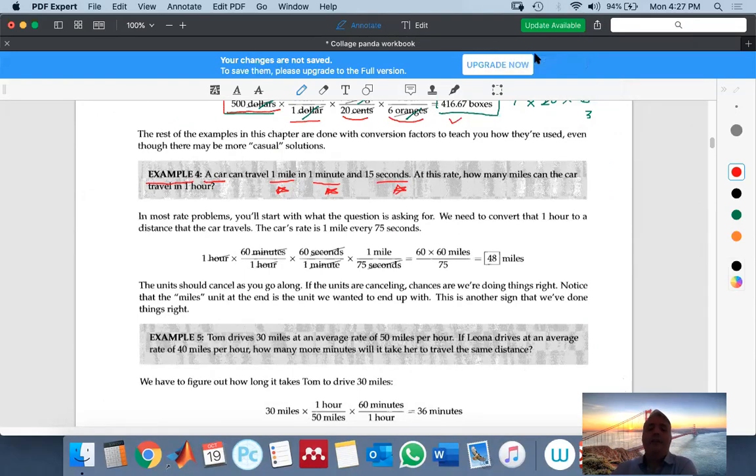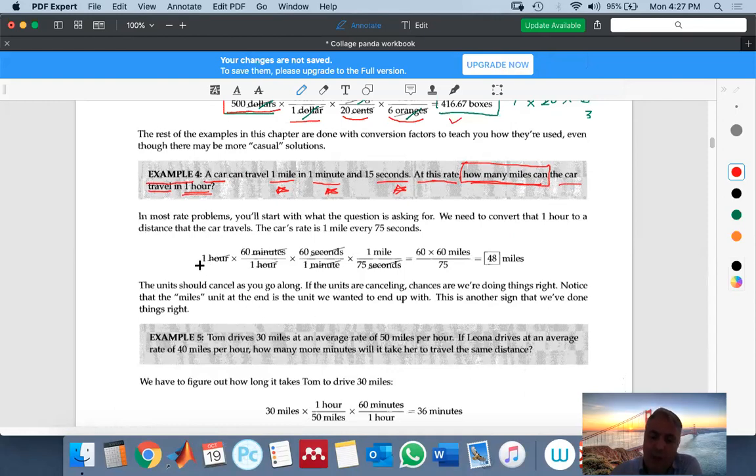Okay. So there are three terms: 1 mile, 1 minute, 15 seconds. At this rate, how many miles can the car travel in 1 hour? So the question is, how many miles? This is the question, when the car travels in 1 hour. So what can we do? First of all, let us start. A car can travel 1 mile in 1 minute 15 seconds. So what can I say?